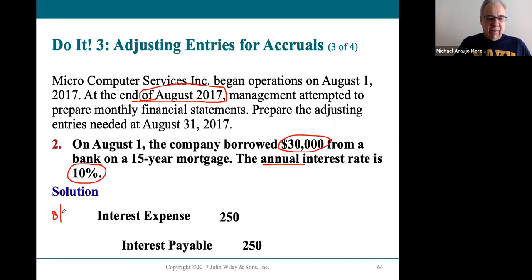I don't like that they don't have the dates here. An interest expense of $250 for August. We're not paying it until later, so we set up an interest payable of $250. So again, that's the $30,000 times 10% times 1/12, or 1 divided by 12. And that's how we got the 250.